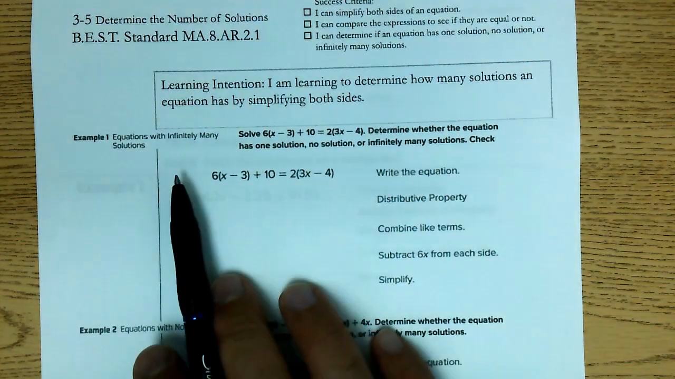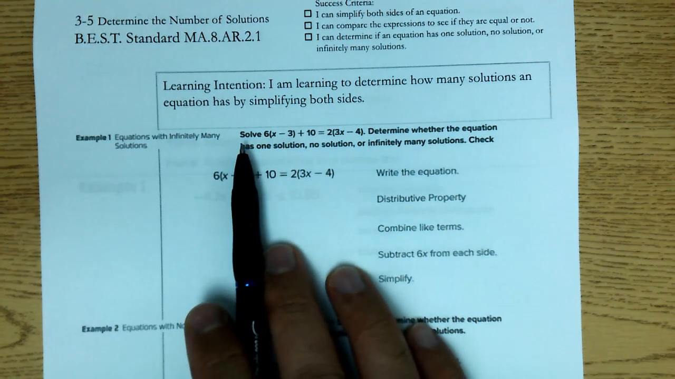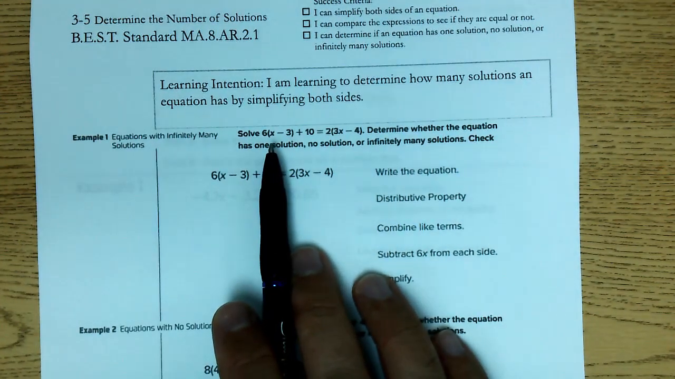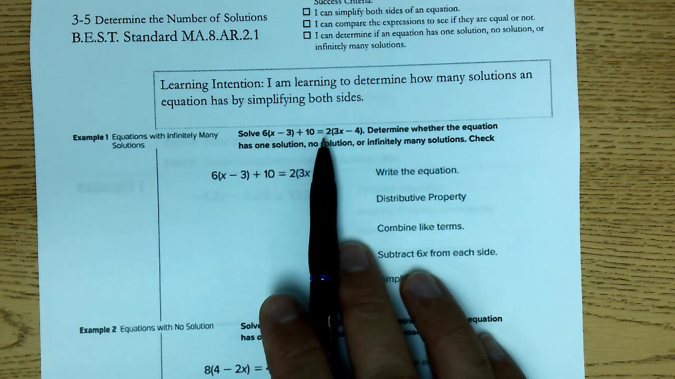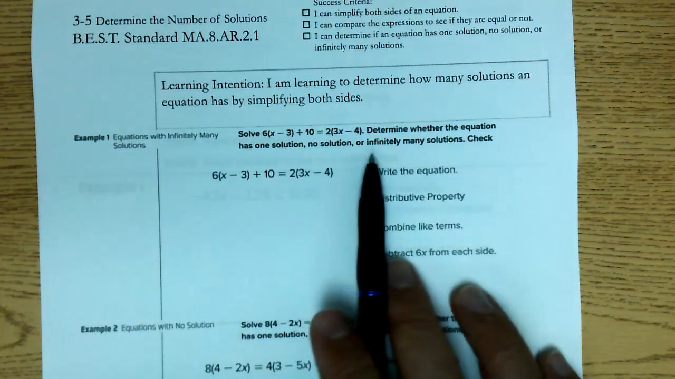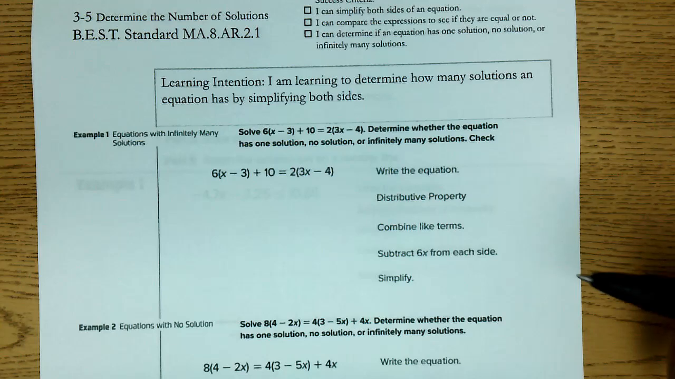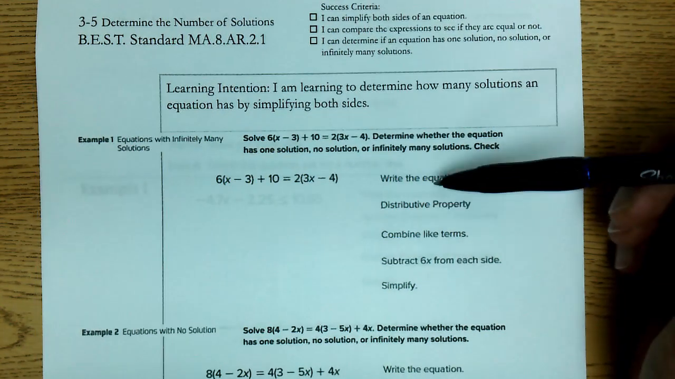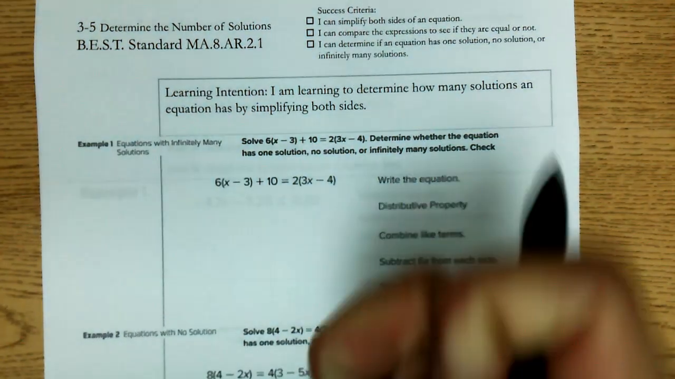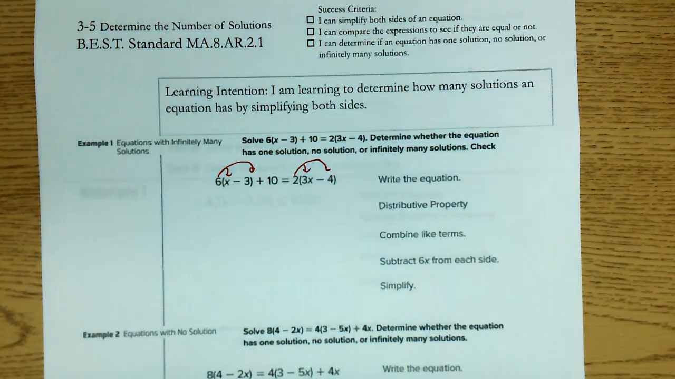So we're going to look at this. It kind of tells you the answer right here. Equations with infinitely many. What we're going to do is we're going to solve 6 times x minus 3 plus 10 equals 2 times 3x minus 4 and determine whether the equation has one, no, or infinitely many solutions. We're going to use similar steps that we've done in the past. All right? So we have our equation. We're going to use the distributive property. So we're going to multiply 6 times x and negative 3. We're going to multiply 2 times 3x and negative 4.